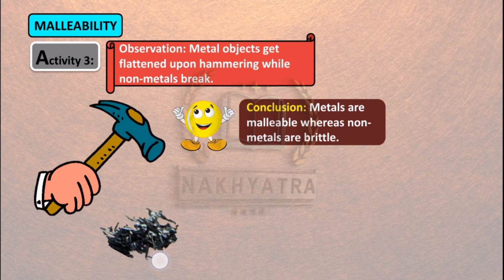The non-metal here was graphite. Non-metal graphite is brittle, which means it cannot be flattened upon hammering.